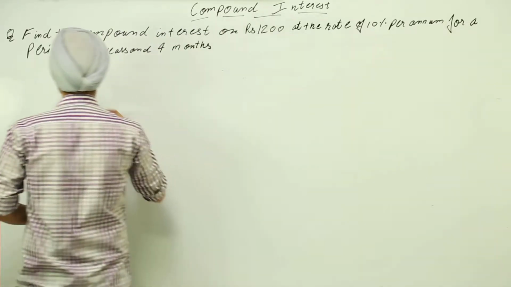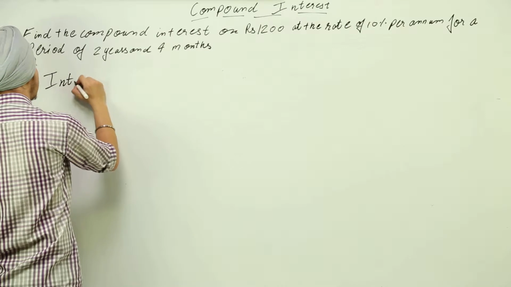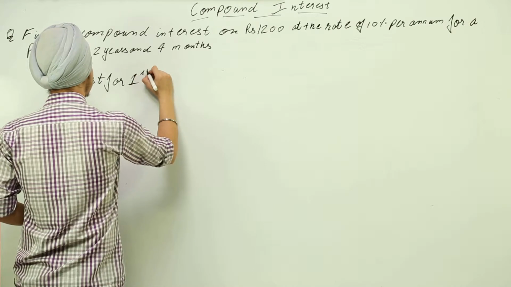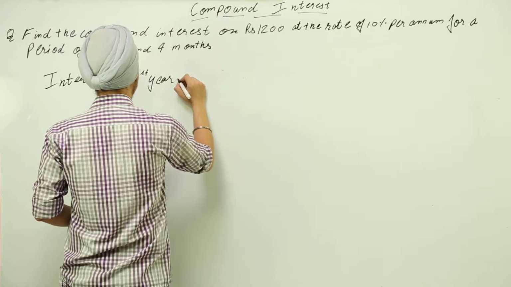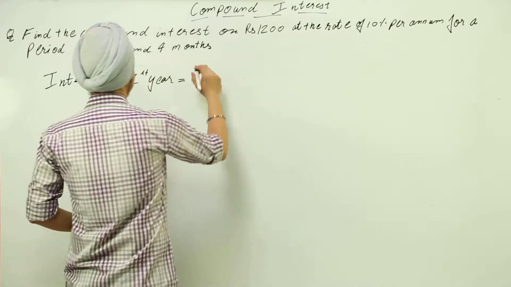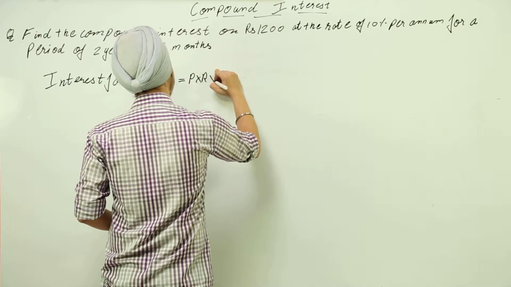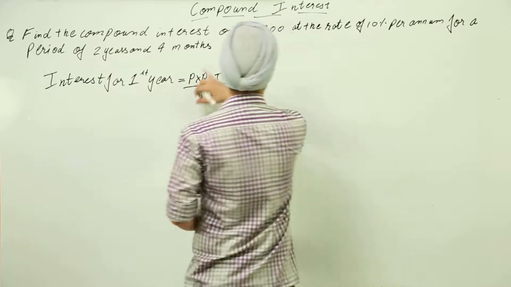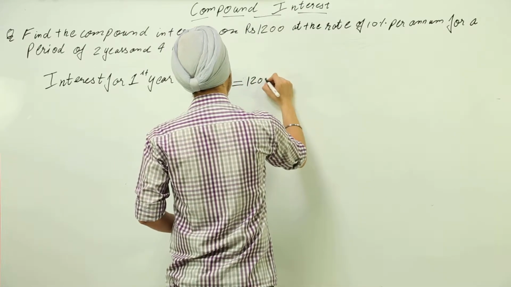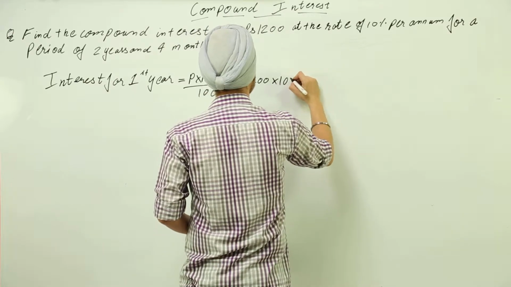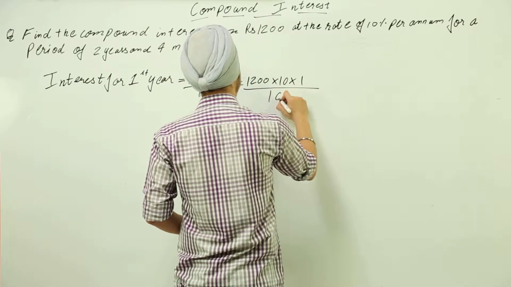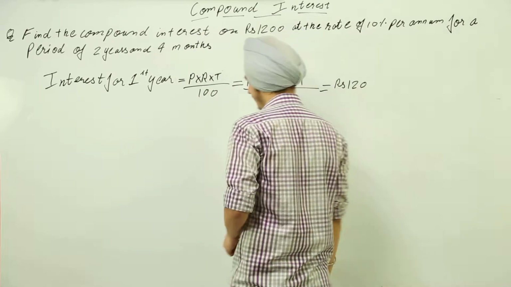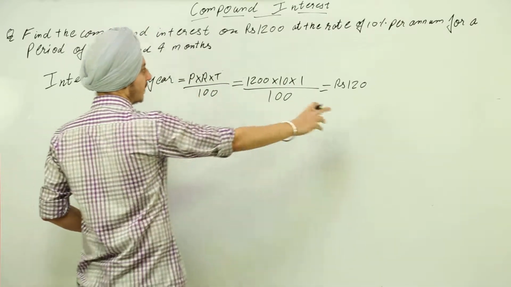We have compound interest for first year is equal to P into R into T over 100. That is equal to, what is the principal? It's 1200 rupees into R, that is 10% into 1 upon 100. This comes out to be equal to rupees 120. So interest after first year is rupees 120.